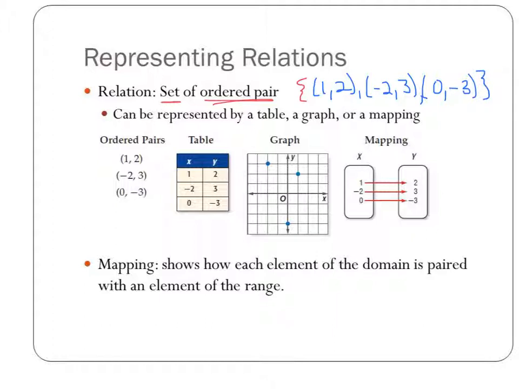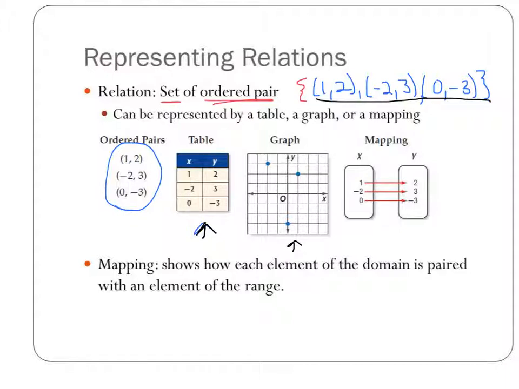You can represent a relation in several different ways. First of all, by a set of ordered pairs, just like we just did. Or you can represent them using a table. So notice this group of 3 ordered pairs we used for our set up here. They are all in the table. Those 3 are on the graph.